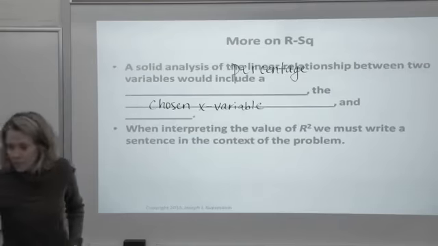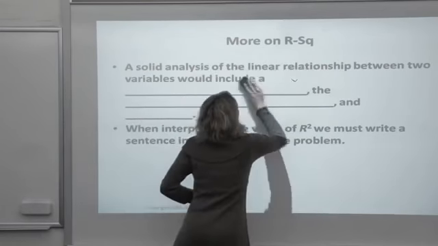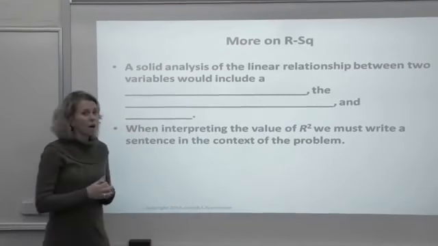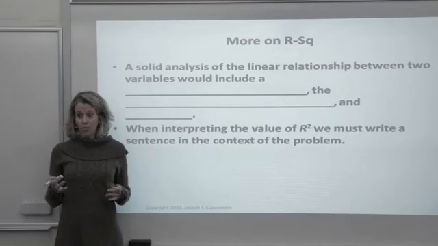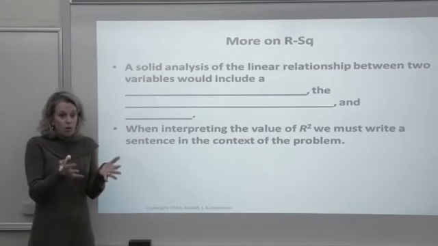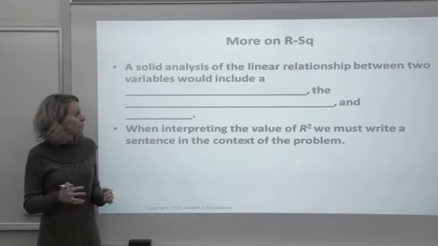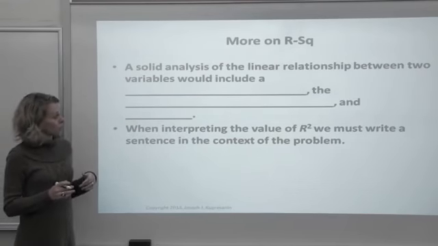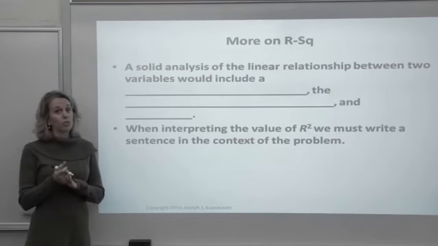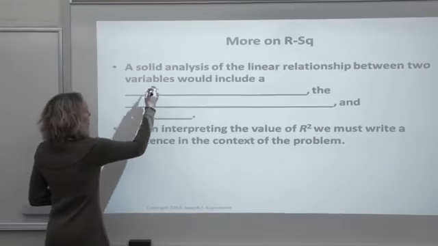All right, let's look at some examples. Oh, not yet. One more thing. Even though a higher R squared is better in general, you don't want to put all the weight on just the R squared value. You want to keep in mind the whole context of a problem. A solid analysis of a linear relationship between two variables would include several things. You have to start with your scatter plot.